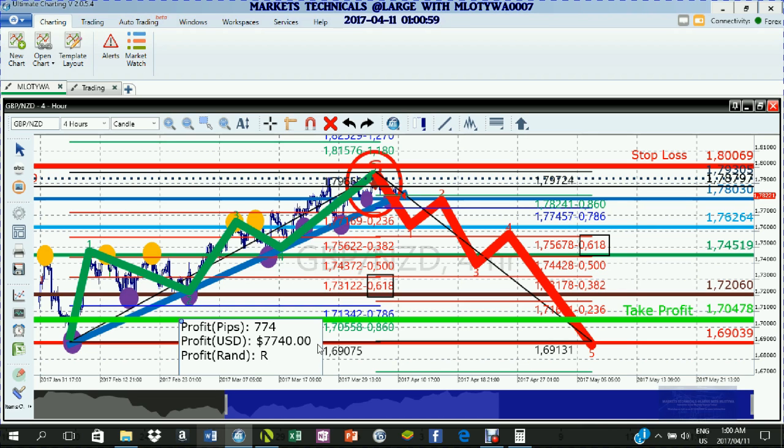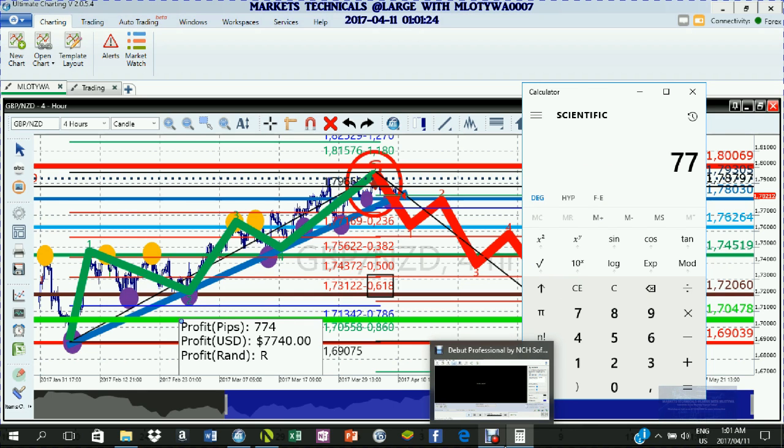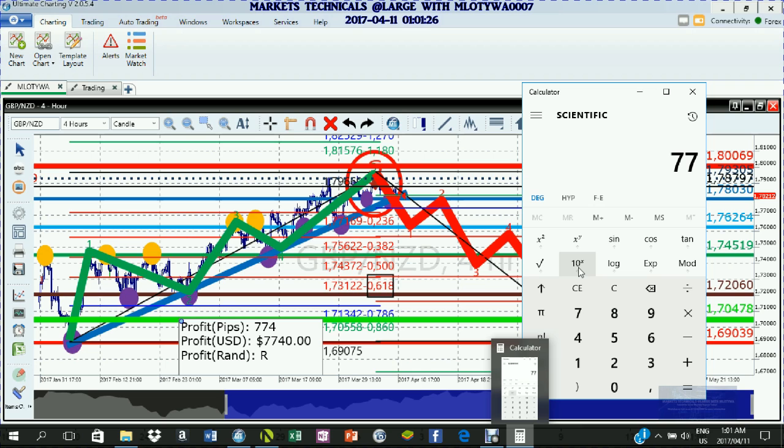Okay, guys, let me check this one so that we become accurate. Okay, it's 13 rand 91 cents. Okay, it's a lot, guys. That's a lot. We have 7,740 multiplied by 13 rand 91 cents.